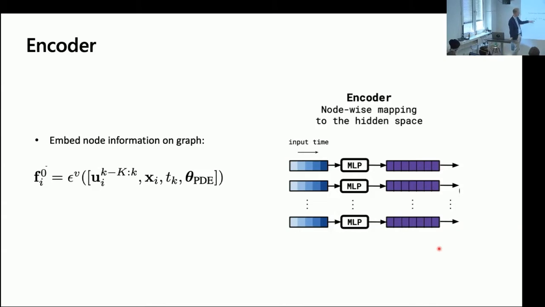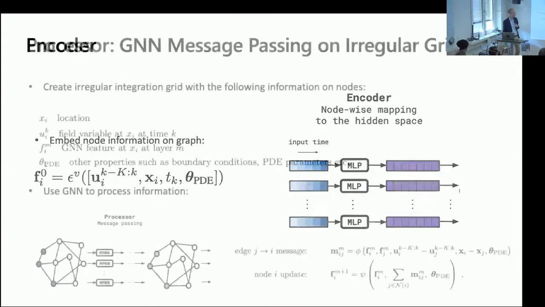So the encoder takes in the field values at some history. So this basically says k minus k times, so it tells you k time steps into the past. We are going to take the history of these fields. We're going to take the position, we're going to take the time, and we're going to take the parameters and the boundary conditions of the actual problem. We're going to push it through a neural network, epsilon, to get our initial features, which we're going to map on the nodes of the graph neural net. Okay, that's what you can call an embedding, right? An embedding of your original problem.